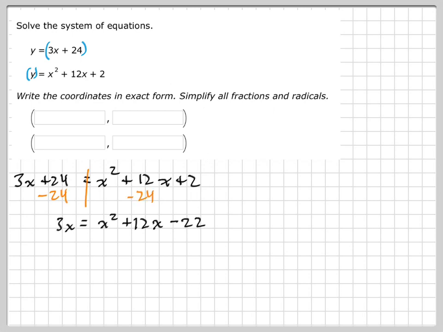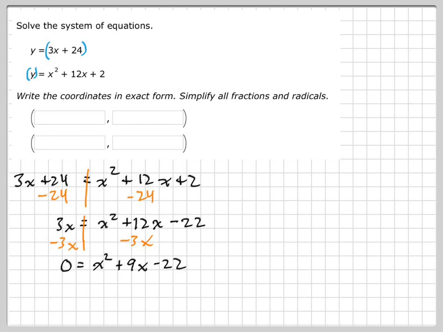And now I'm going to get the quadratic equation to equal 0. So the first thing I do is subtract 24 from both sides. On the right side, I know this is confusing to some of you guys. I'm not subtracting the 24 from the 12 because those are not like terms. The 2 is the like term for 24. So I go 2 minus 24, I get negative 22. The next thing I'm going to do is subtract 3x from both sides. And now I have 0 equals x squared plus 9x minus 22.